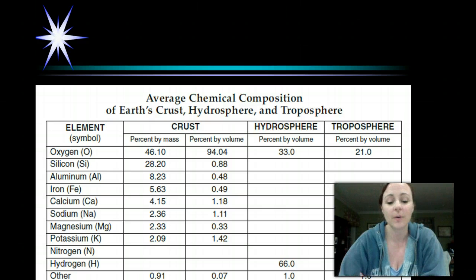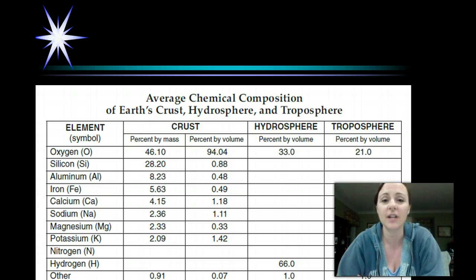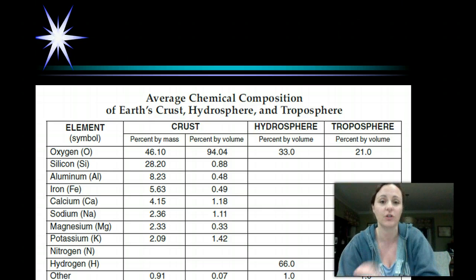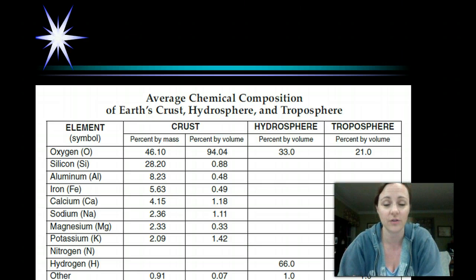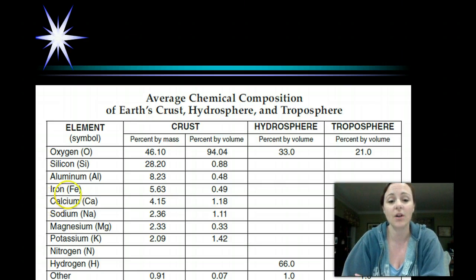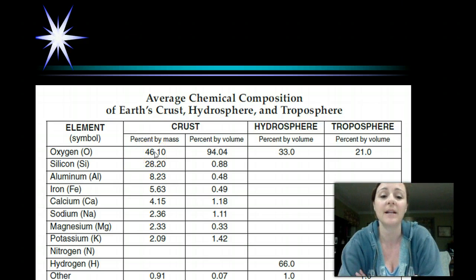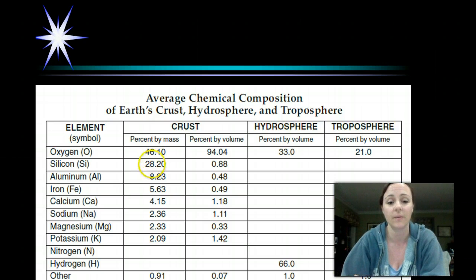Okay, so when we look at the first page, you'll see the average chemical composition of Earth's crust, hydrosphere, and troposphere chart. What you'll notice is the elements listed along the side over here. The first 8 are the elements that we find in our Earth's crust. And you can see by looking at the chart, the percent by mass and the percent by volume, oxygen is the most abundant element on Earth, and so is silicon.